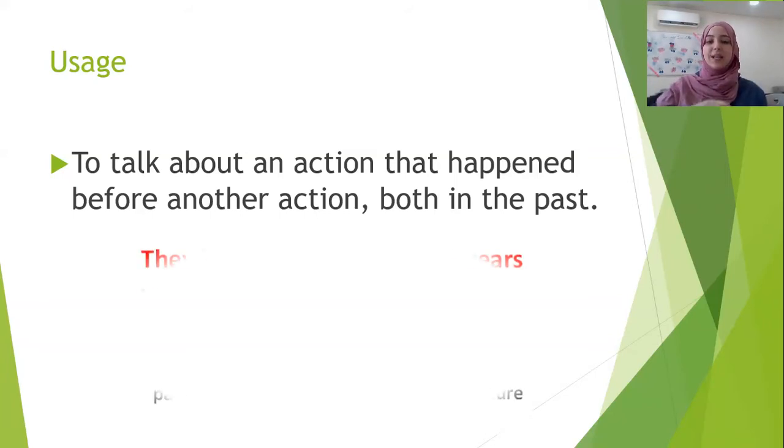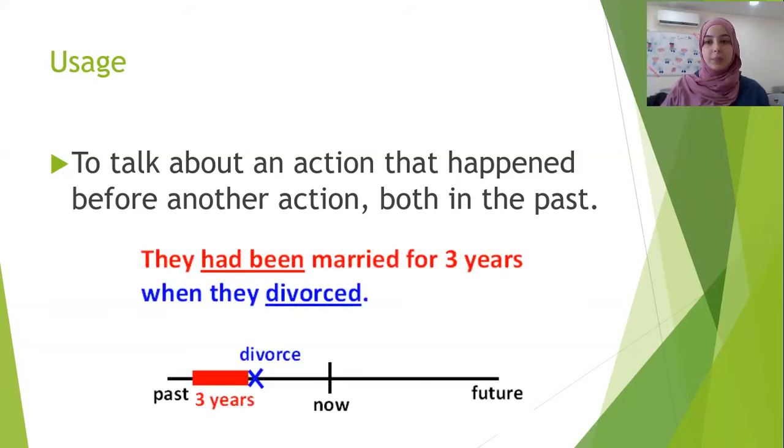Okay, let's look at this diagram. They had been married for 3 years when they divorced. Look at the timeline. Future, present, and past. So, they had been married for 3 years, action 1, before they divorced. So, they were married first, then they divorced. Of course, they couldn't have been divorced if they hadn't been married first, right? So, they had been married for 3 years, then they divorced.